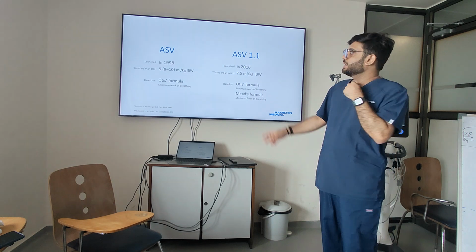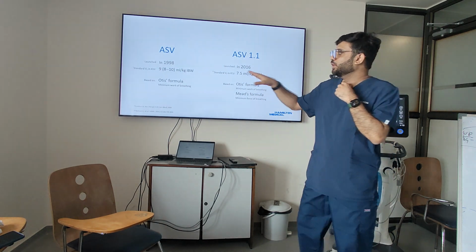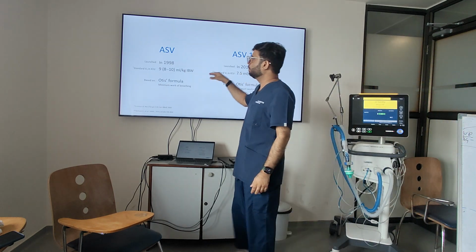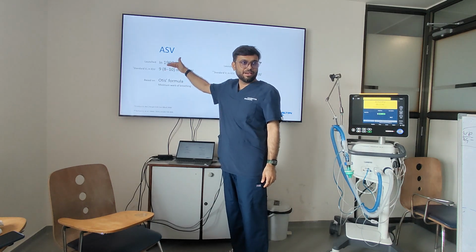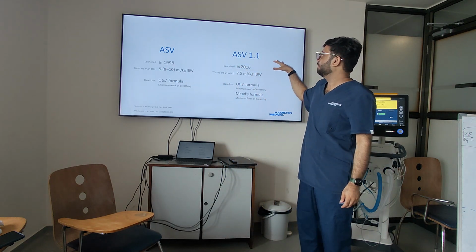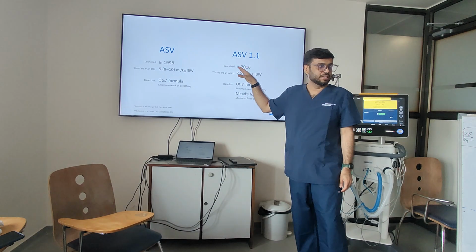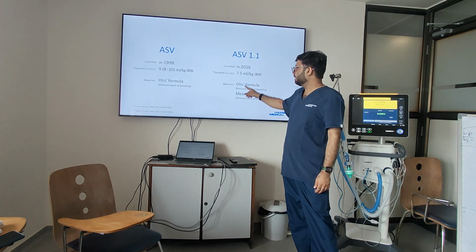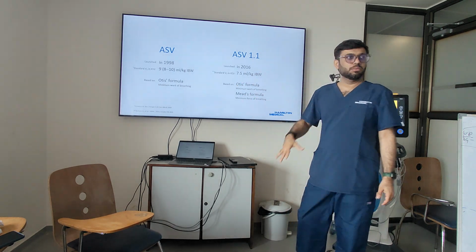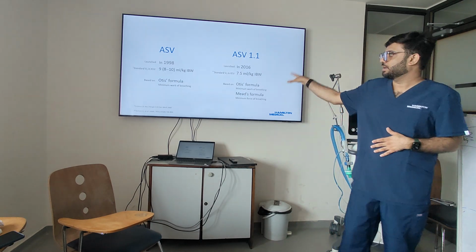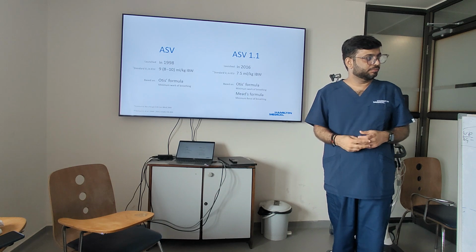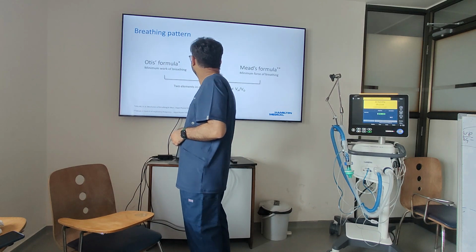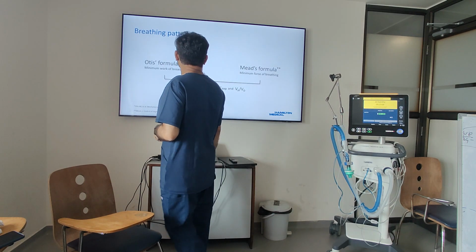You understand it? ASV actually started in 1998 with only the Otis formula, where it was only looking at the minimal work of breathing, and even the volume as per ideal body weight was a little on the higher side. Then they got a newer version, launched almost in 2016, ASV 1.1, where it was reduced to 7.5 ml per kg, and they included the Mead formula, which also works on the minimum force of breathing. So overall, less stress on the lung. One of the primary reasons that ASV did not pick up was that it was 9 ml a kilogram, and it was exactly the time when the ARDS ventilator study had come out, which said 6 ml a kilogram. So it really didn't pick up for a while, till they found the Mead formula.